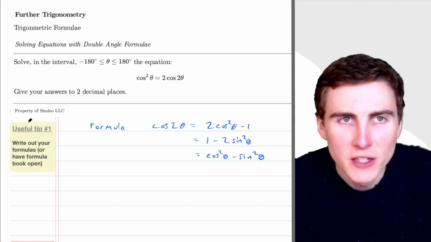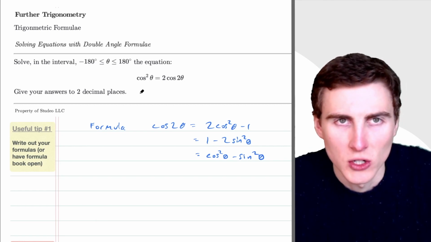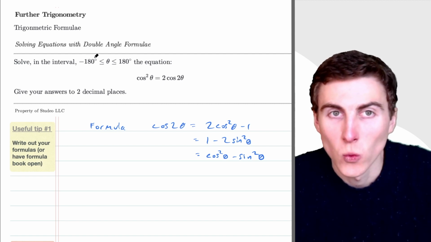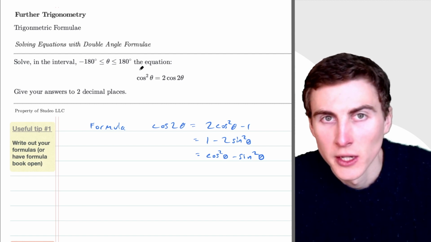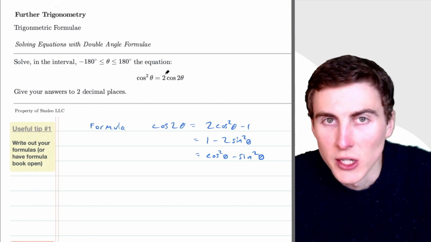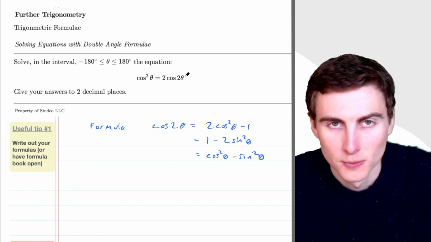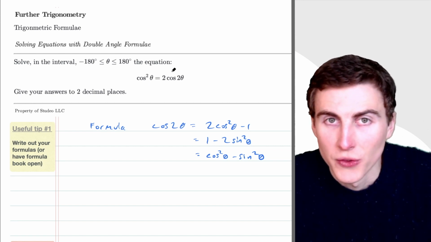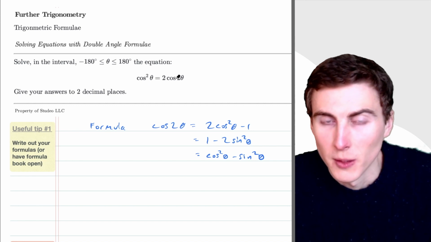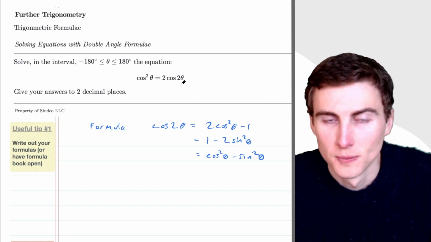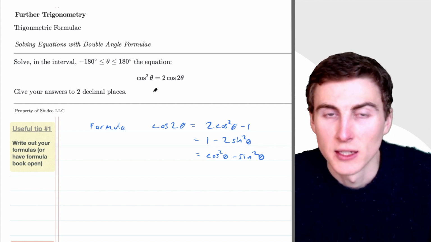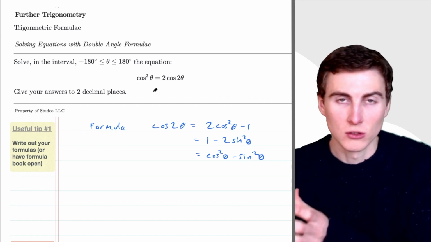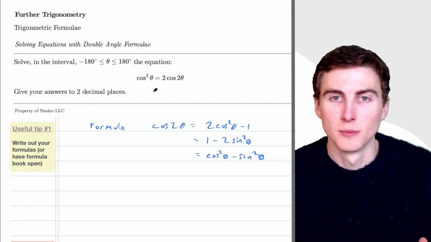Hello, so in this video we're looking at this question which says: solve in the interval of minus 180 to positive 180 the equation cos squared theta equals 2 cos 2 theta. So the first thing to notice here is that this cos 2 theta bit can be expanded using the double angle formula, and we somehow need to get some trig function equals some integer value, so that we can solve it.